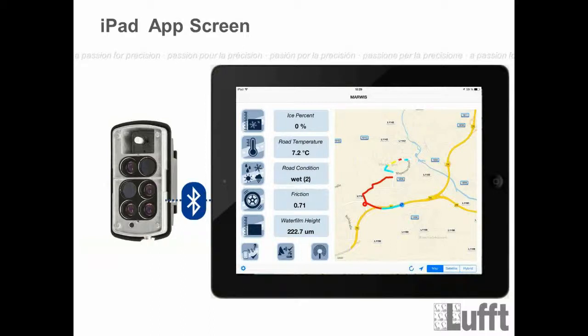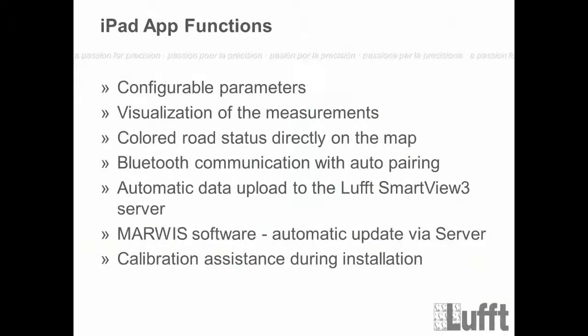Of course, I will also explain the other screens and the other menus in a few minutes. So, iPad app functions, first of all. What are the functions of the iPad app? Of course, you will be able to configure different parameters for the MARWIS. That's the reason for the iPad app. Then, you will be able to visualize the measurements, like I have shown you before on the map, for example, and also as values in a table. Of course, colored road status directly on the map, that's very important. That means you will really see the actual road condition, the road status, on the map, with different colors depending on the road condition.